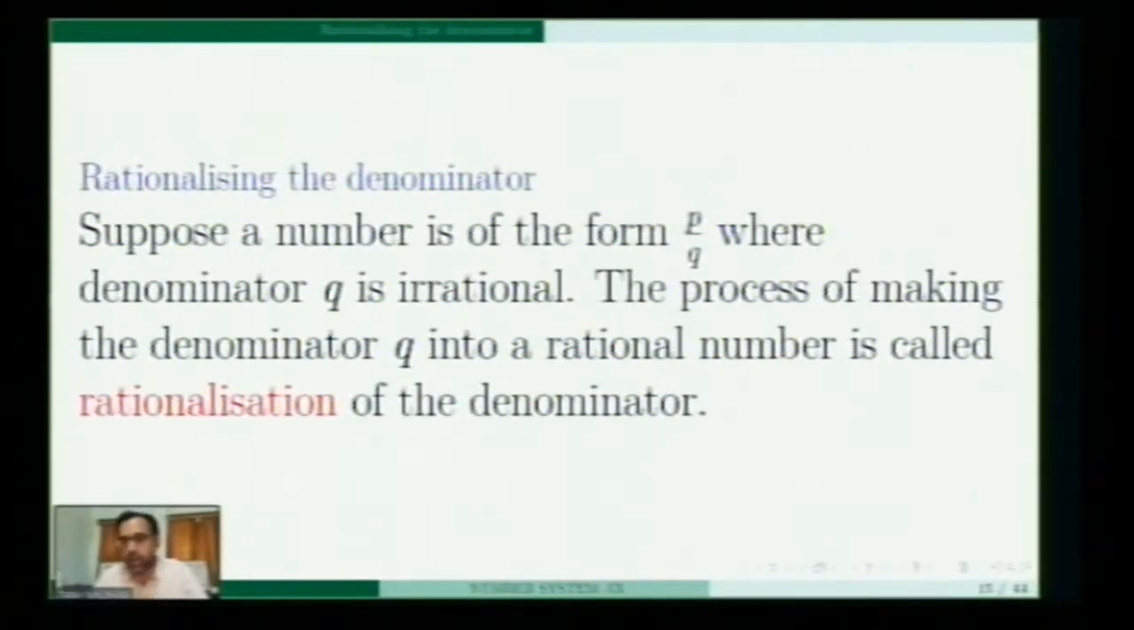Sir, we have a question. Yes, we have a question. The viewer is asking how to locate root 9.5 on the number line.